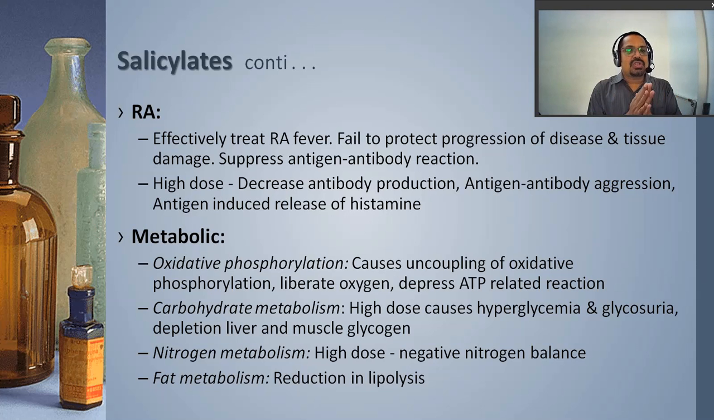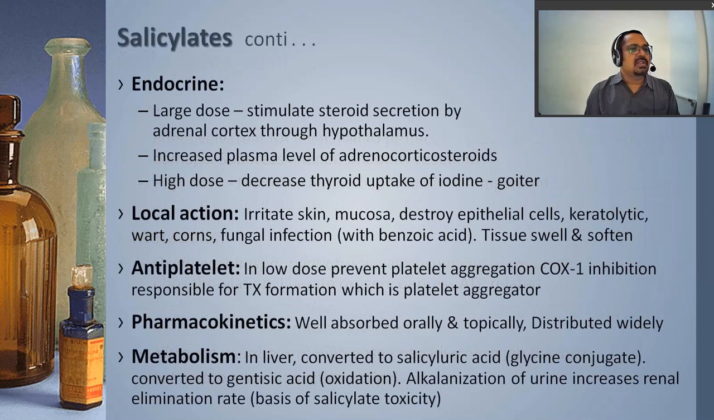As far as the metabolic actions of this salicylate are concerned, oxidative phosphorylation, carbohydrate metabolism, nitrogen metabolism and fat metabolism are the sites where this salicylate will work. They uncouple the oxidative processes in oxidative phosphorylation. They liberate the oxygen and depress the ATP related reactions. As far as carbohydrate metabolism is concerned, the high dose causes hyperglycemia, elevated glucose level, glycosuria, and depletion of liver and muscle glycogen. So glycogen which is stored in the liver and muscles will be depleted by using aspirin. In high dose they also produce negative nitrogen balance and reduce lipolysis. These are the metabolic effects of the salicylates.